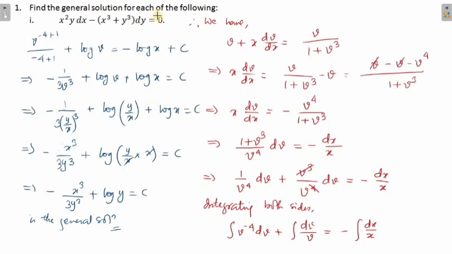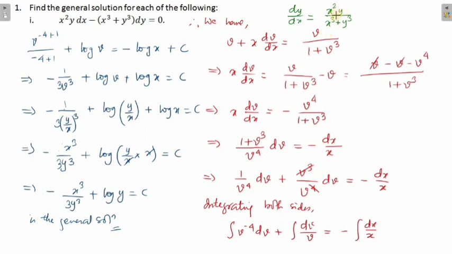In the earlier problem you have written dy by dx is equal to x square y by x cube plus y cube. We divided both numerator and denominator by x cube, but even without dividing we can know whether this is homogeneous or not. For that you have to look at the degree, the power of both the numerator and the denominator. It has to be the same.